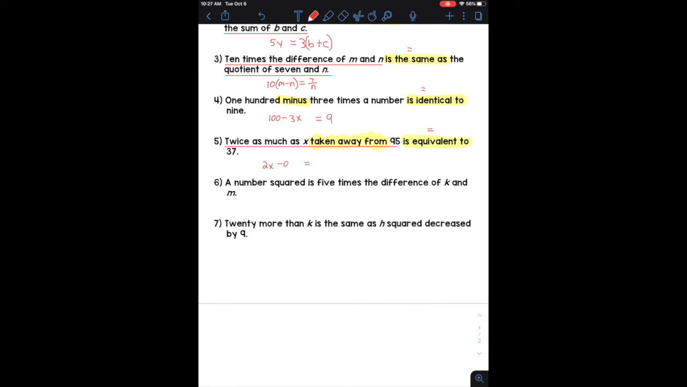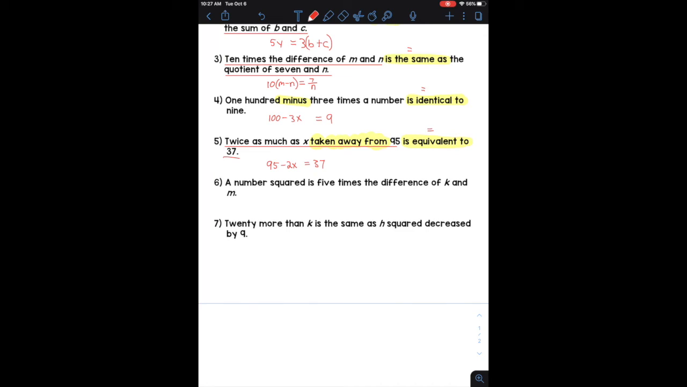Twice as much as x is 2x. Taken away from is subtraction, and then it says 95, but this is actually incorrect. When something's taken away from something else, it actually comes second. So if 2x is being taken away from 95, we have 95 minus 2x equals, and the only thing after that, a phrase that means equal sign, is 37.